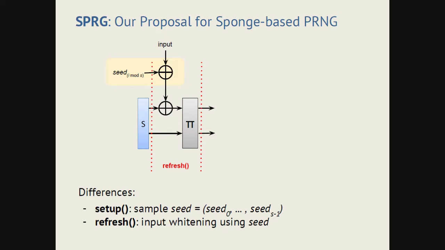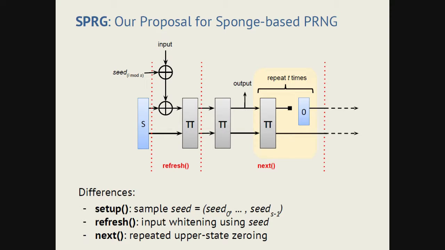So this is the modification to the refresh procedure, and for the next procedure, we implement this upper state zeroing, and namely we implement it in a repeated fashion. So we apply the permutation and zero out the upper part of the state t times, where t is the parameter of this construction, and also we add an additional call to the permutation pi at the beginning of the next procedure. So this is our construction. It's parameterized by the number of these subseeds, which we denote S, and the number of repetitions, which we denote T.